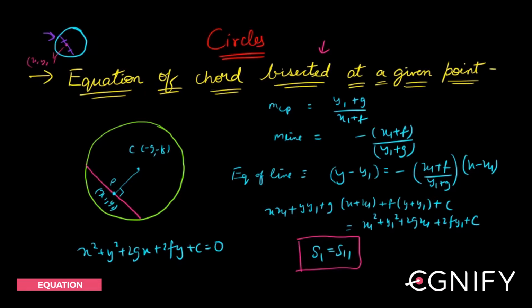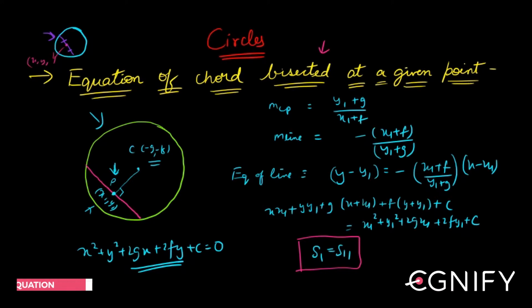So let us look at the formula for that. So here is your circle. I've taken a general circle. So the center will be minus g, minus f, and my point P is x1, y1, right? This pink line is what is bisected at this point x1, y1. So I need to get the equation of this pink line. Let's see how we can do that.